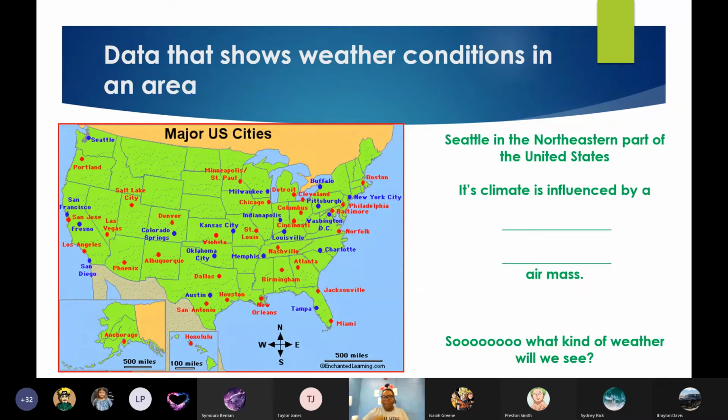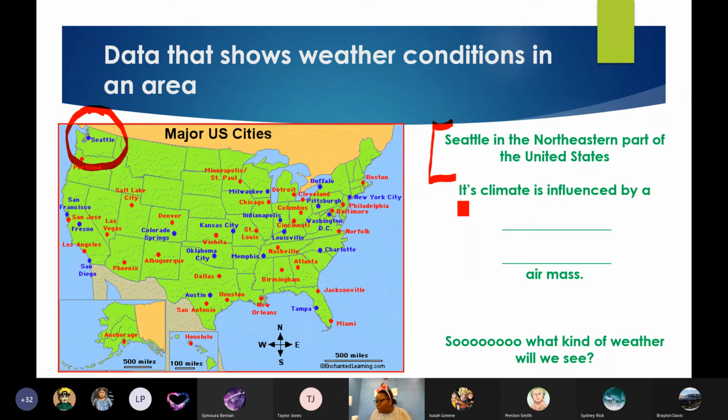So we don't need to draw the map. We want to make sure we understand that Seattle is where we're going to be looking first. We're going to be looking at what's happening in Seattle. Anything I highlight, you'll want to write down. You do not need to draw the map. Seattle is in the northwestern part of the United States.